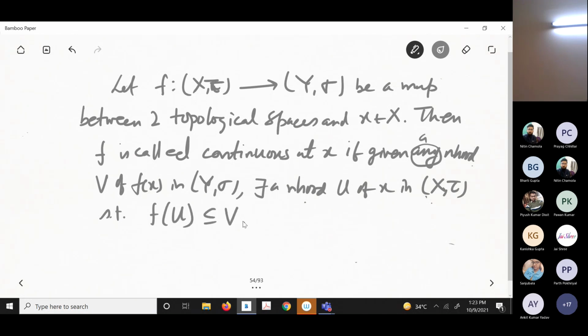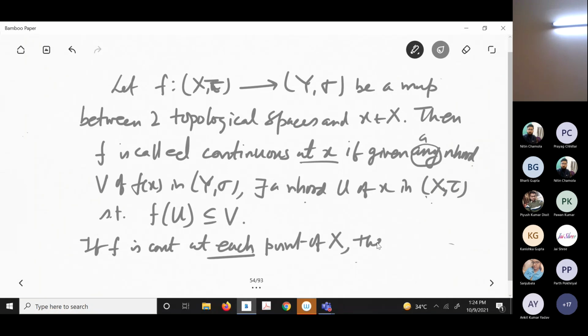This is the definition. Whatever we got for metric spaces, we were picking up the idea from there. The only thing is how to get rid of the distance. So that is continuity at a point. And like before, if f is continuous at each point of X, then f is called continuous on X, or simply f is continuous. When you just say f is continuous, you're assuming global continuity, that means f is continuous at each point.